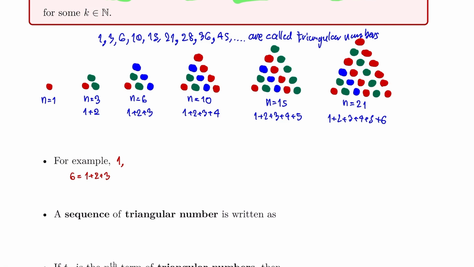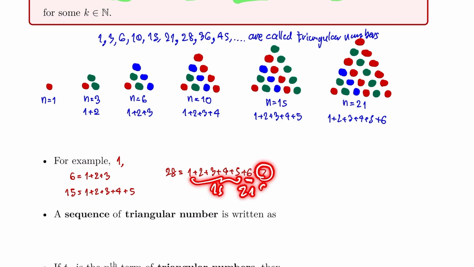I may choose 15. Okay, 1 plus 2 plus 3 plus 4. Now it's 10, right? Plus 5. 15 is a triangular number. And 28, which is obtained by 1 plus 2 plus 3 plus 4 plus 5 plus 6 and plus 7. Okay, this is 15 plus 6 is 21 and plus 7 is 28. Okay, these three numbers are called triangular numbers.